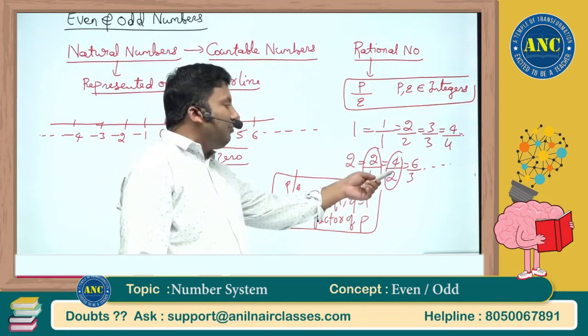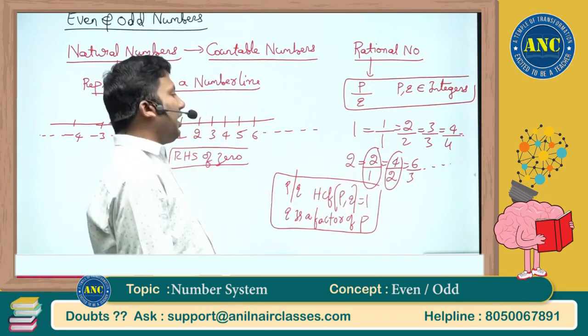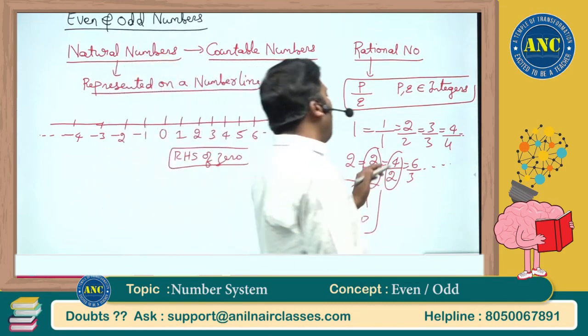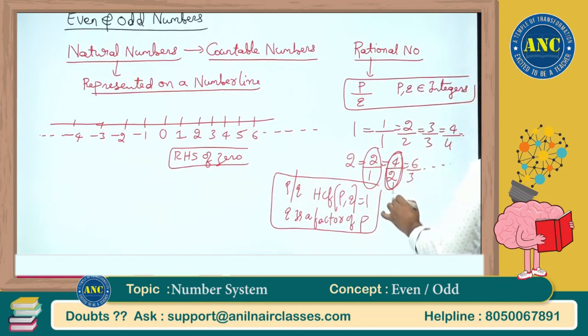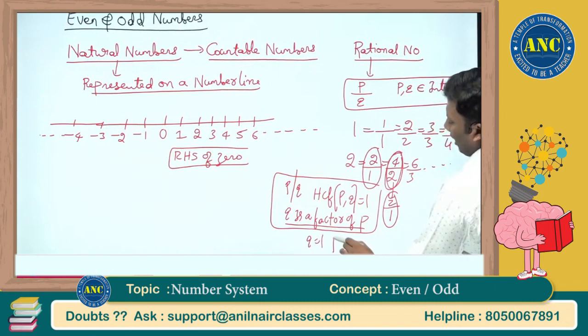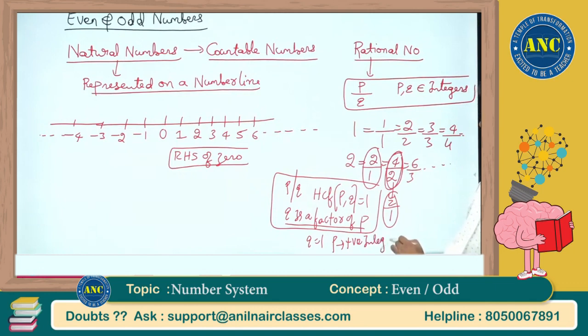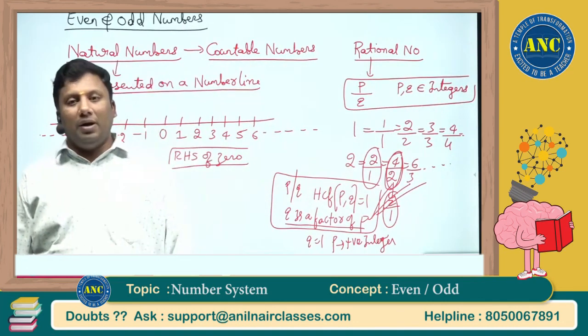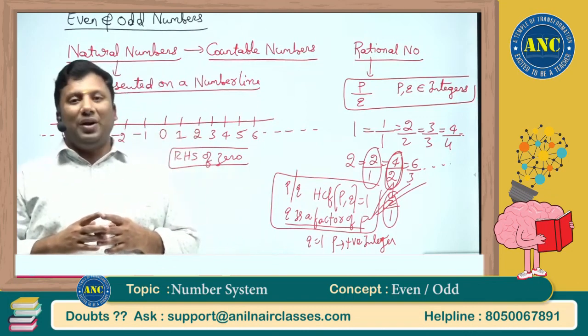If you condense it and are able to write the rational number in the form of P by Q, then it becomes a natural number. 4 by 2 is not in its simplest form. The simplest form is 2 by 1. Either Q is a factor of P, or Q is equivalent to 1 and P is a positive integer. The definition can be for numbers which are not co-prime to each other, or for numbers which are co-prime to each other. 4 and 2 are not co-prime to each other.